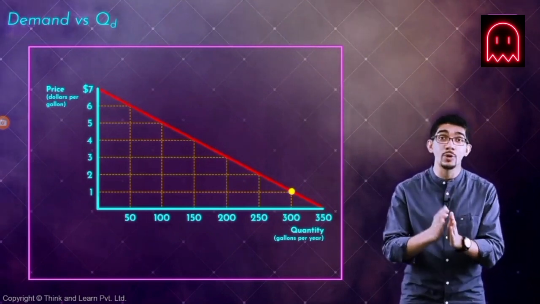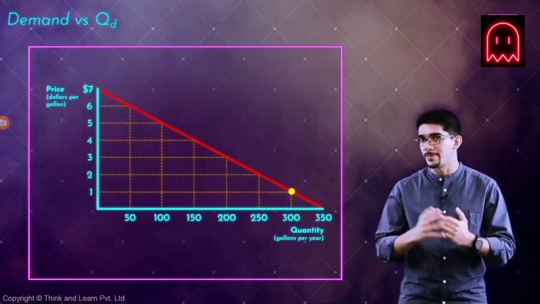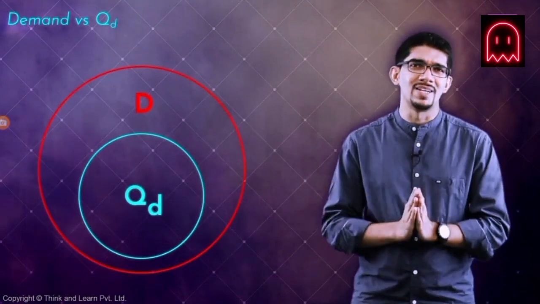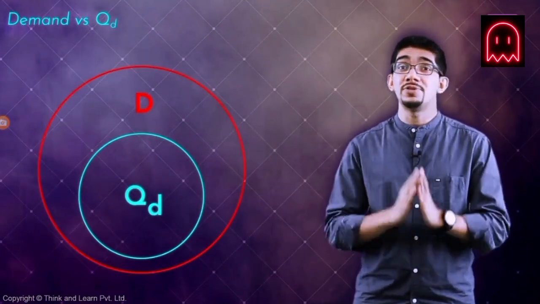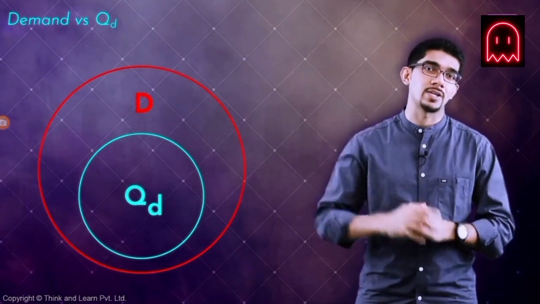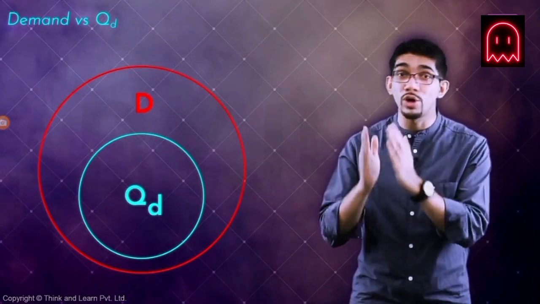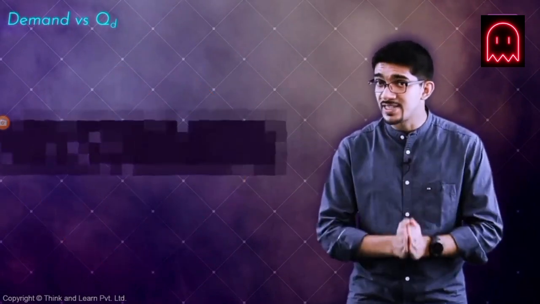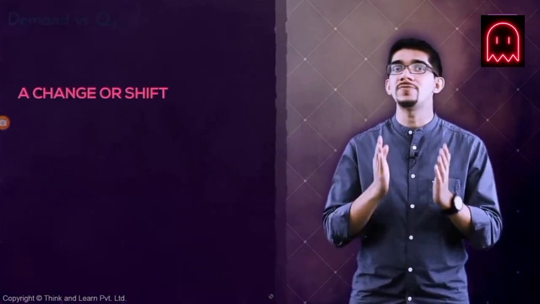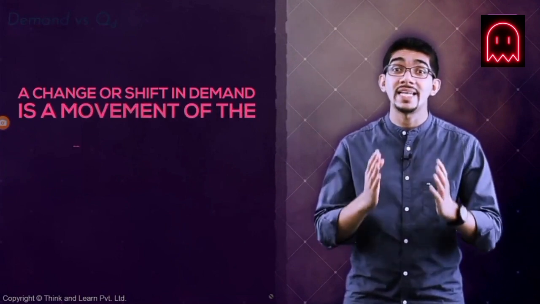And D changes will also have a QD change normally. Superset subset. Simple. Like this. When you think of demand, think of the entire curve. When you think of quantity demanded, think of a single point on the demand curve. Let me emphasize this again. A change or shift in demand is a movement of the entire curve.